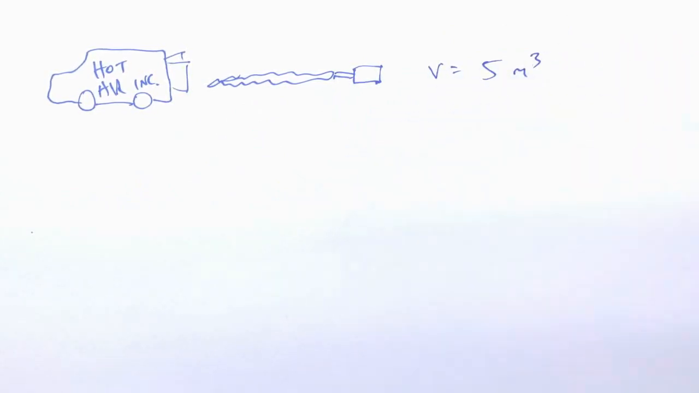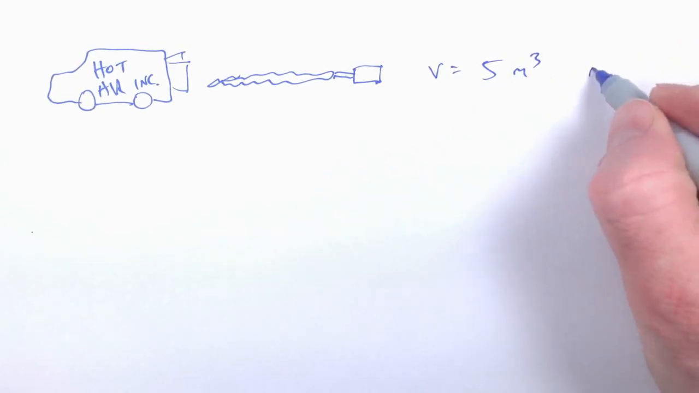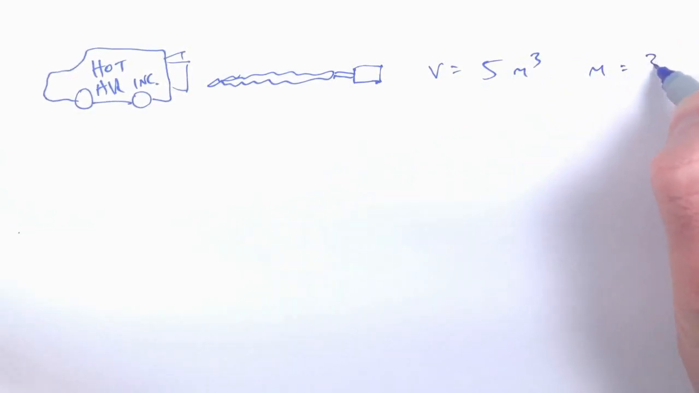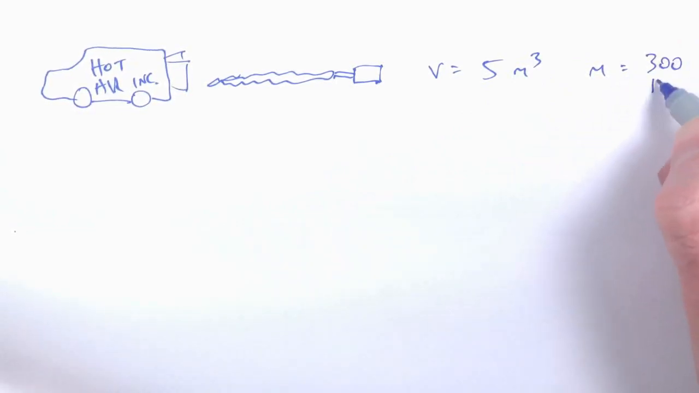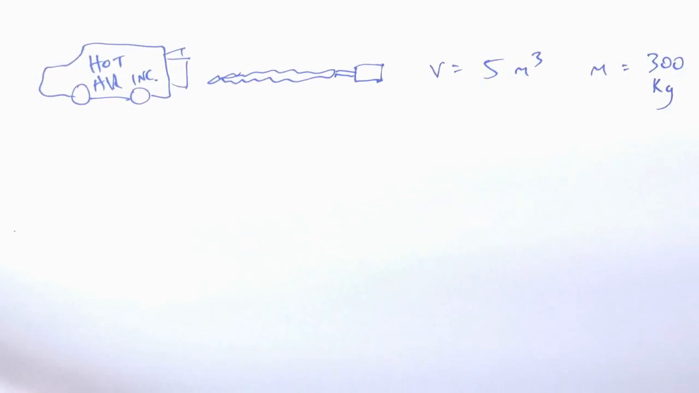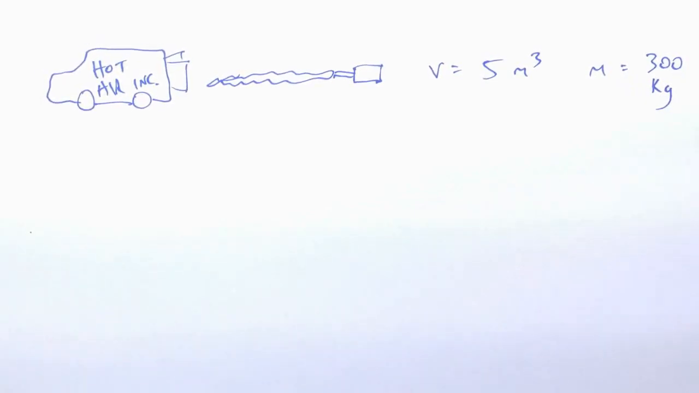So let's say that all told, this stuff has a volume of 5 cubic meters. So it would fill up the back of that van. And let's say it has a mass of 300 kilograms. So it weighs a couple hundred pounds, takes up the back of a van. That's pretty realistic for a hot air balloon, right? I mean, I don't have a hot air balloon at home to compare it with, so go with me here.